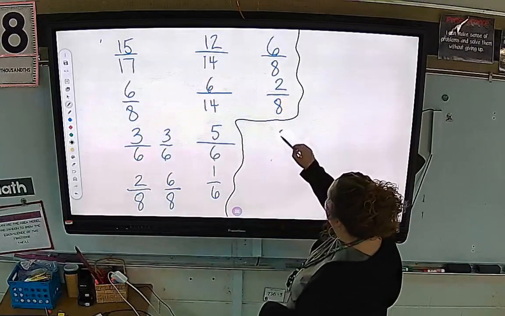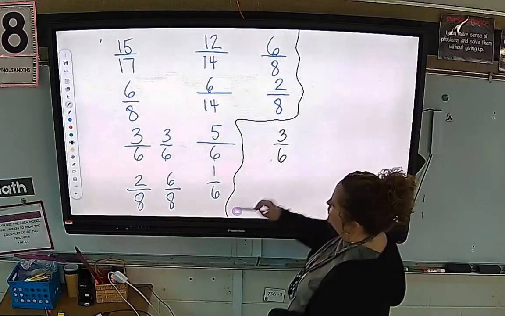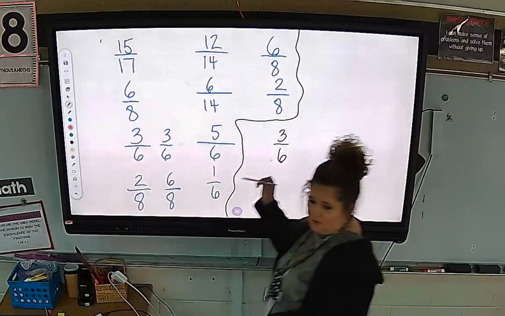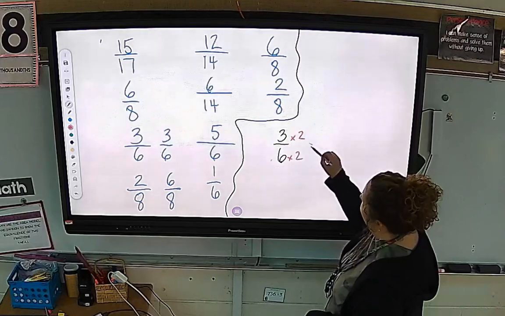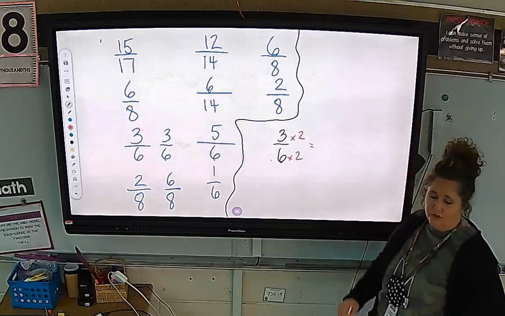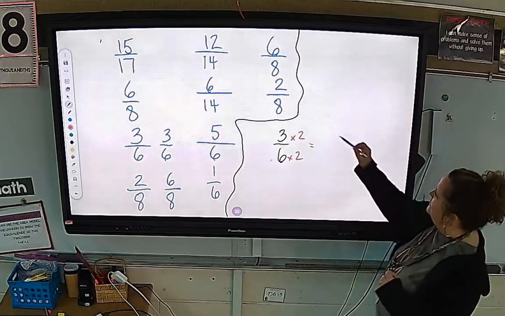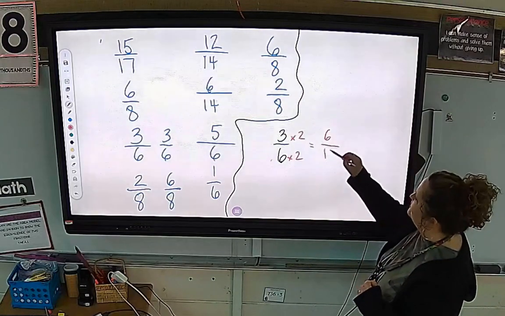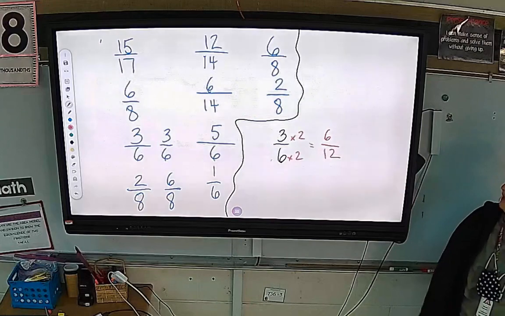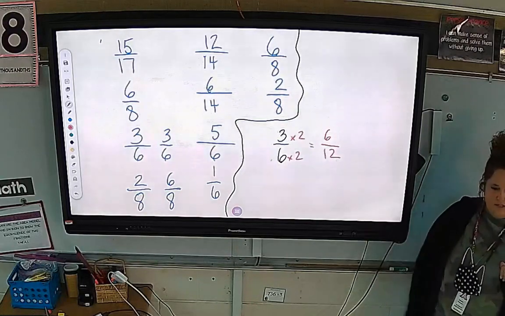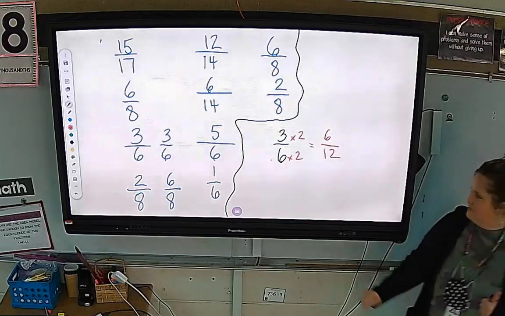3/6 times 2. You multiplied the numerator and the denominator by 2. I like fractions. They're a lot of fun. But I wish they would come up with another name for the numerator and denominator because it's hard to say. Wish they had some short names. That's why sometimes I accidentally say the top and bottom. Okay. 6/12. All right, Will, what'd you come up with?